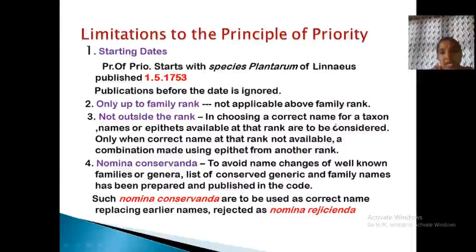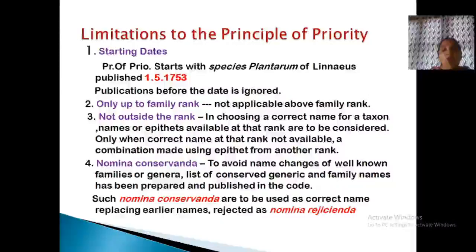In choosing the correct name for a taxon, only epithets available at that rank are considered. Others are not considered. So a combination made using an epithet from another rank cannot be considered. When you are discussing changing a species, you cannot include a family name in the species name. So only that rank can be considered.